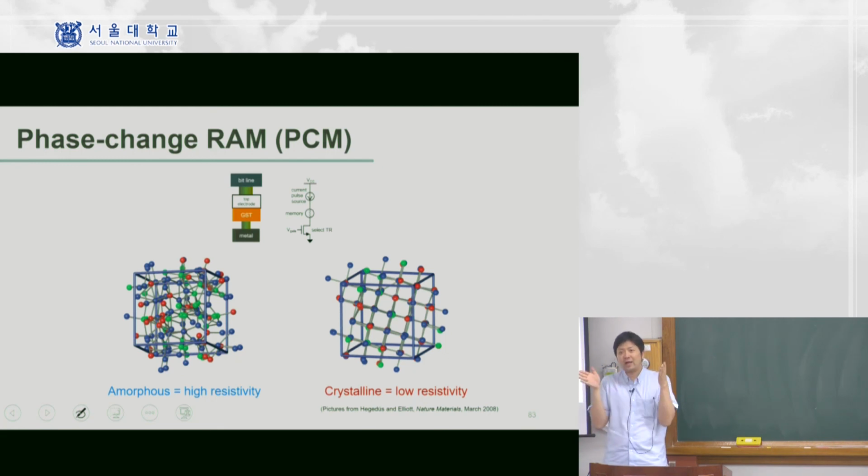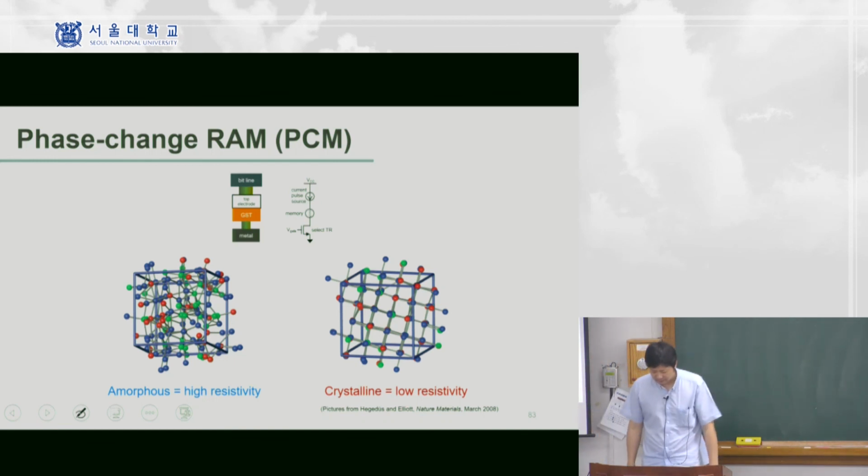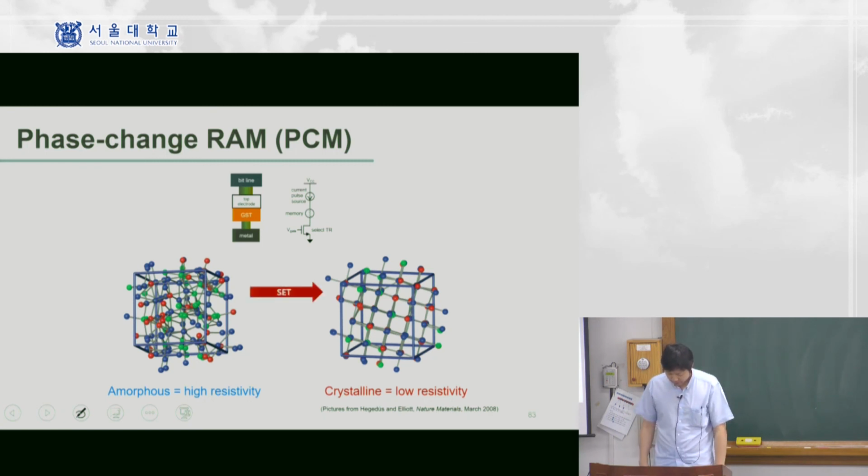If it has a high resistivity, then it's a 0. If it has low resistivity, then it's a 1. So that's how we can encode a value. By the way, going from amorphous, high resistivity, to crystalline, low resistivity, is called the set operation. It's a 0 to 1. And reset is the opposite, a 1 to 0.